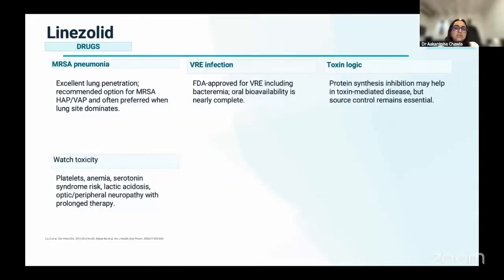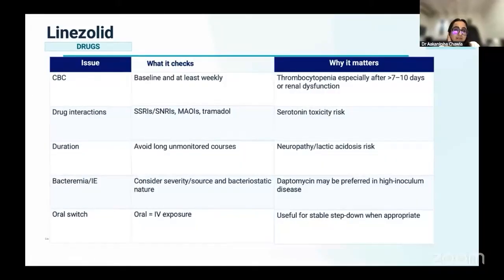Then linezolid, which we use as pulmonologists as well. We use it a lot for MRSA pneumonia because it has excellent lung penetration and it is the recommended option for MRSA CAP as well. You have to monitor for toxicity in these patients. So remember that if a patient who has been put on linezolid begins to have thrombocytopenia the very next day, it is not because of linezolid. It takes a little while for linezolid to actually cause thrombocytopenia, usually about 5 to 7 days minimum, and it can also cause anemia.